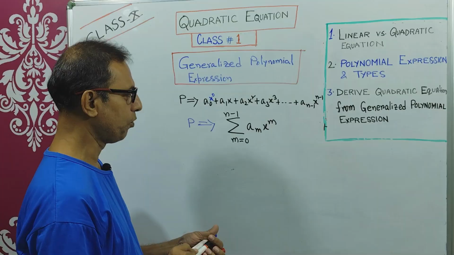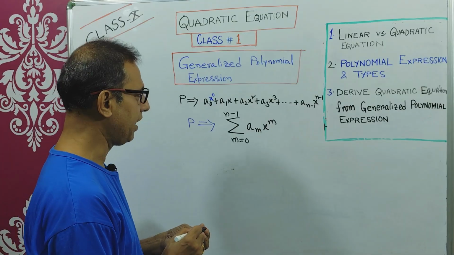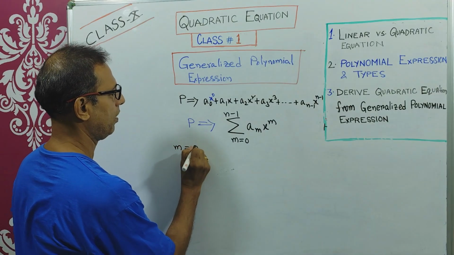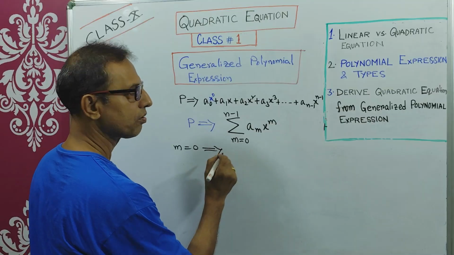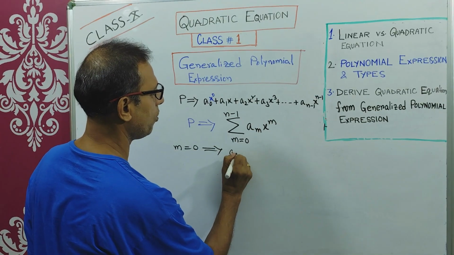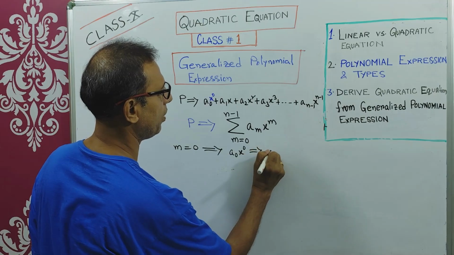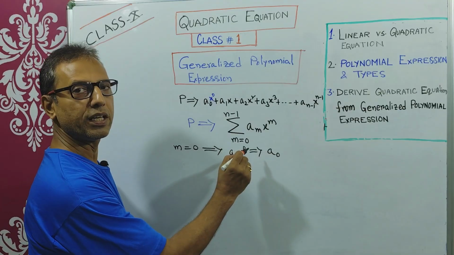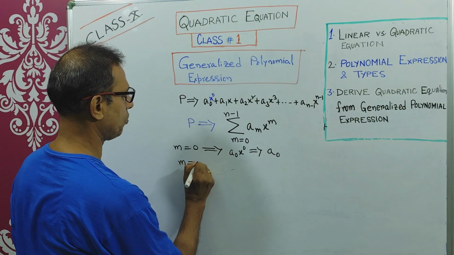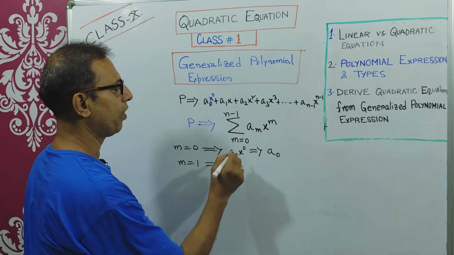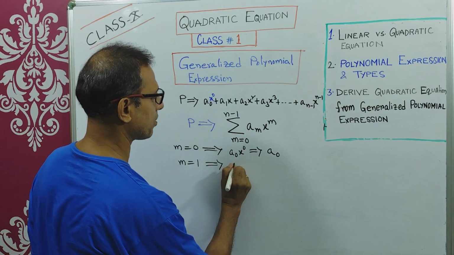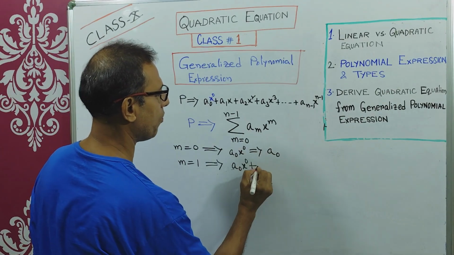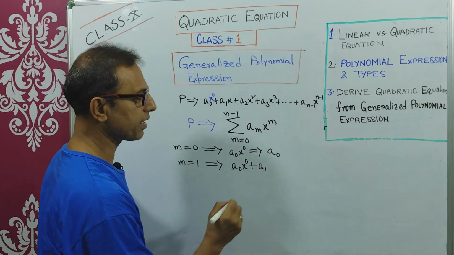Now, you will always start from 0. When m equals to 0, what is the polynomial will be? A0 x to the power 0. That means only A0. It is a monomial expression with degree 0. When m equals to 1, what will be the value? First A0 x to the power 0, that plus A1 x to the power 1 means x.